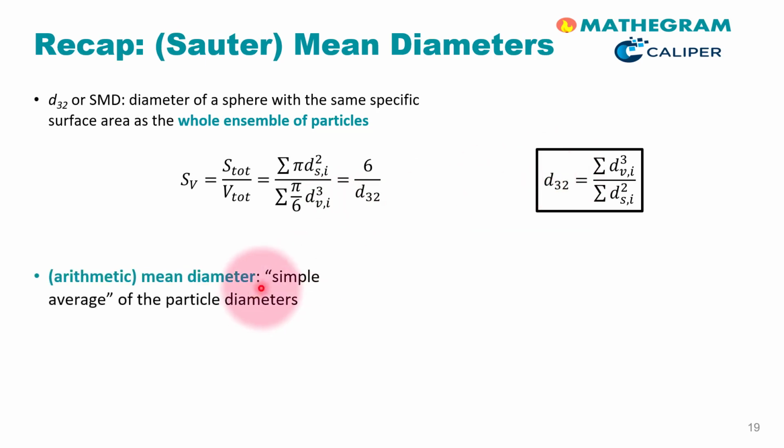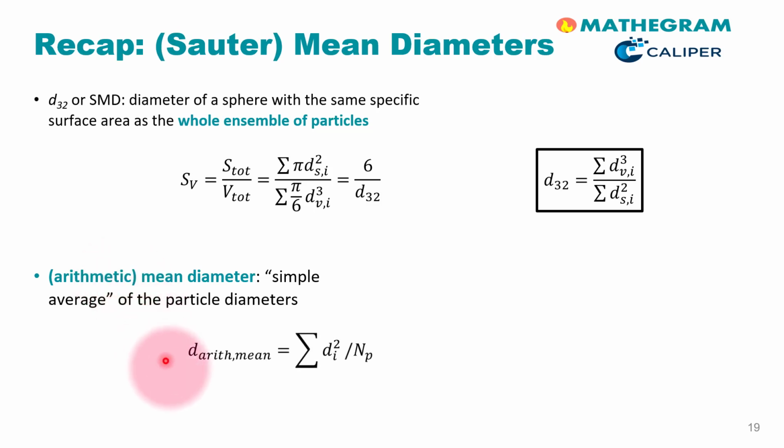Other mean particle diameters can be calculated as well, e.g. the arithmetic mean diameter of an ensemble of particles. However, you will see that this mean is not of special interest. It is rarely used in practice.